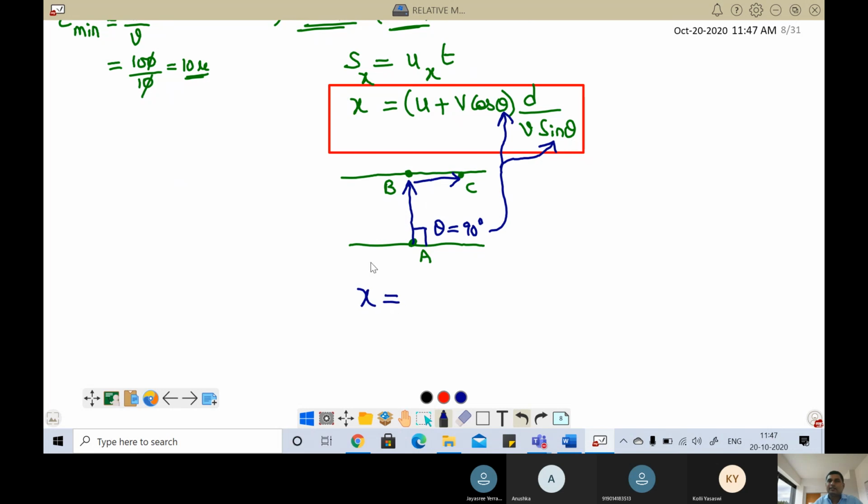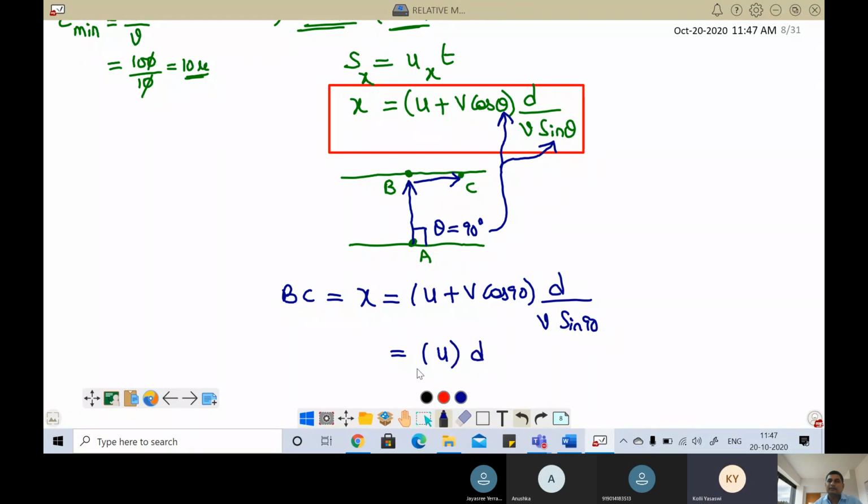The drift x or VC is equal to u plus v cos 90 into d by v sin 90. So that is equal to, sir, u into d by v. Correct, u into d by v. So this is the drift x, which is the general formula, and this is the final formula.